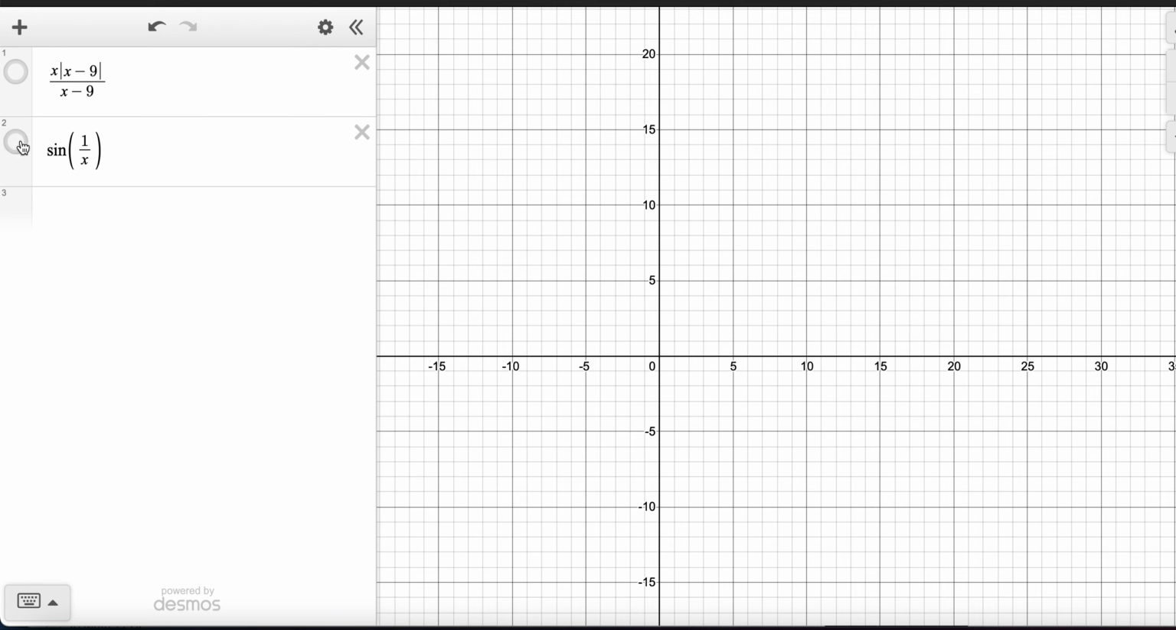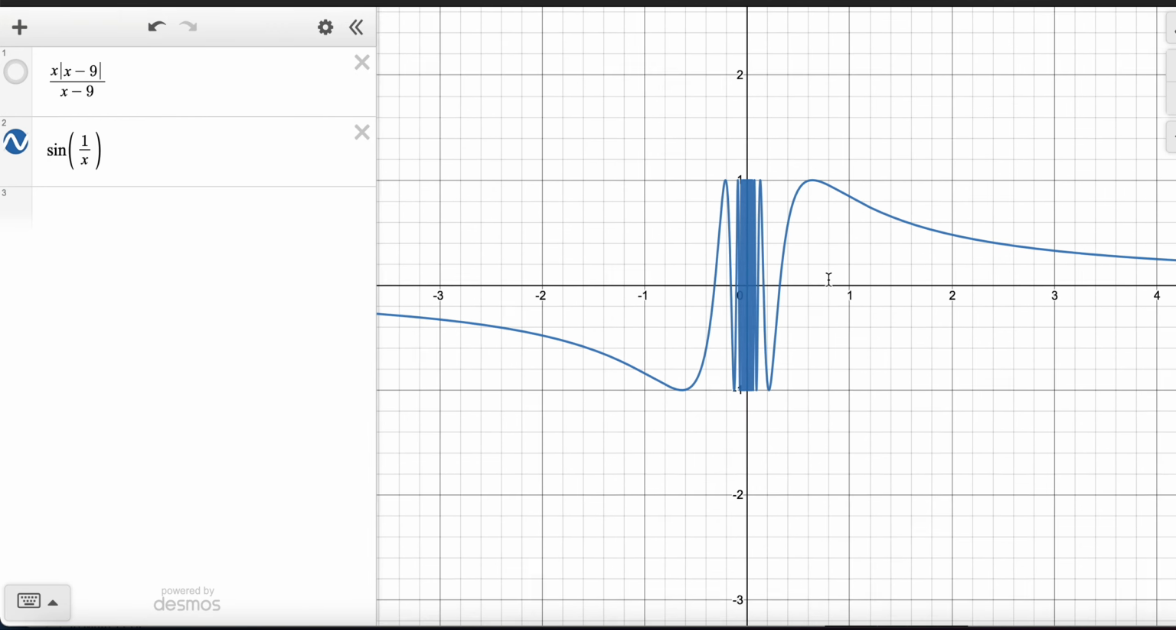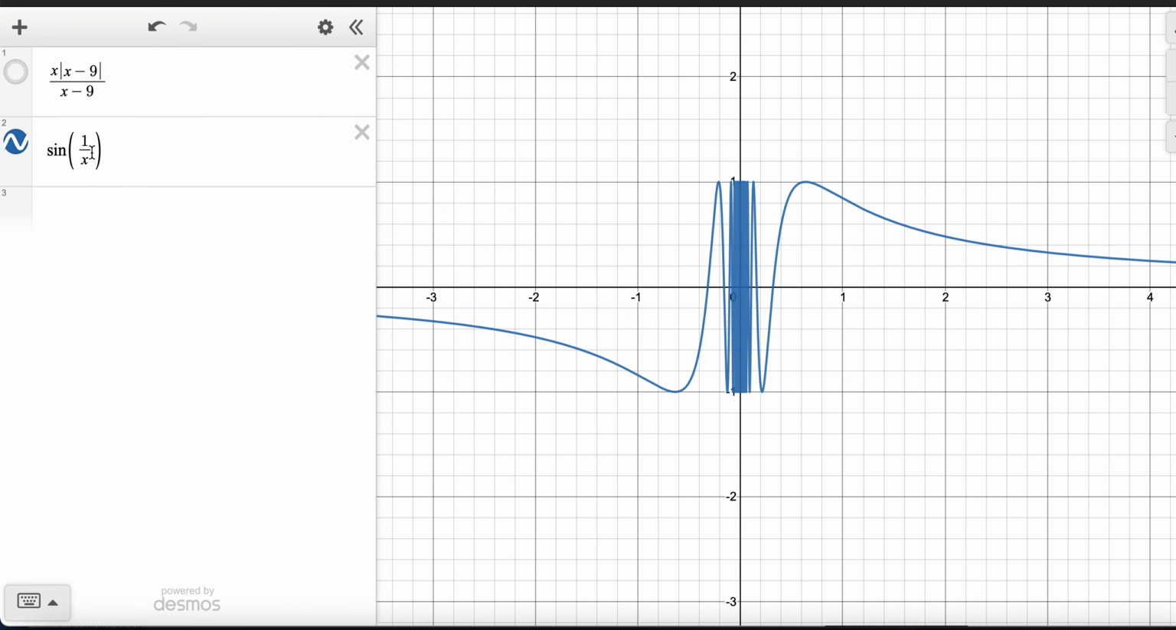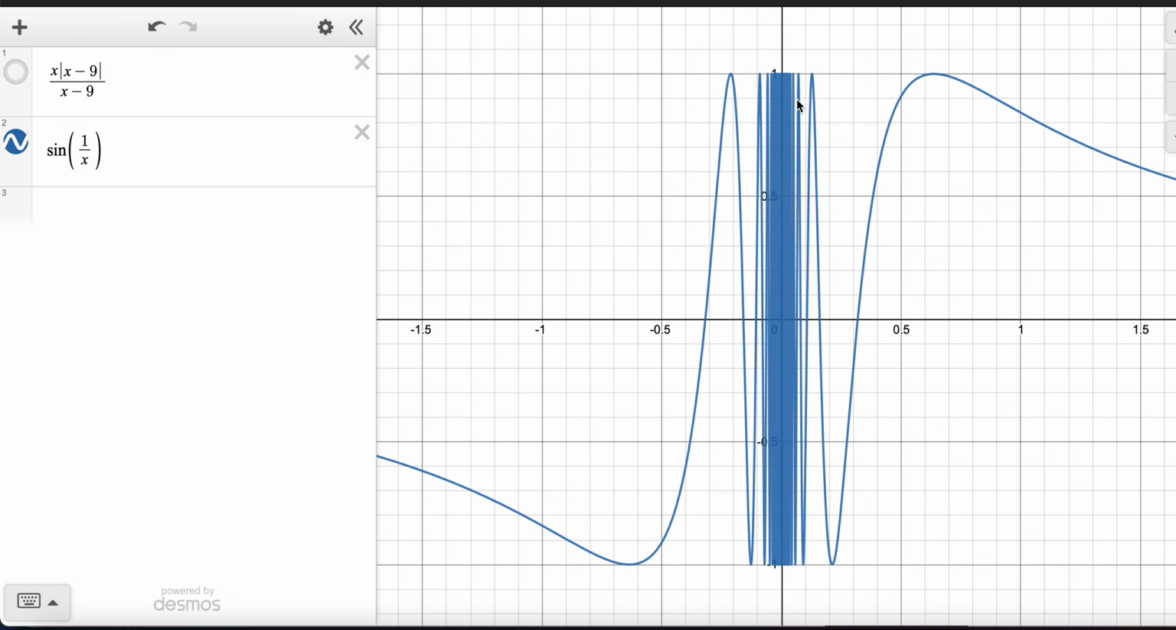If we take a look at sine of 1 over x, okay, we're going to have to zoom in on this one here. If we take a look at sine of 1 over x, you can see that as we get closer to 0, it's going to be dividing by a larger and larger number. And the closer we get to 0, we can zoom in and zoom in and zoom in, but it's just going to bounce back and forth between 1 and negative 1. It will never focus in on any value.